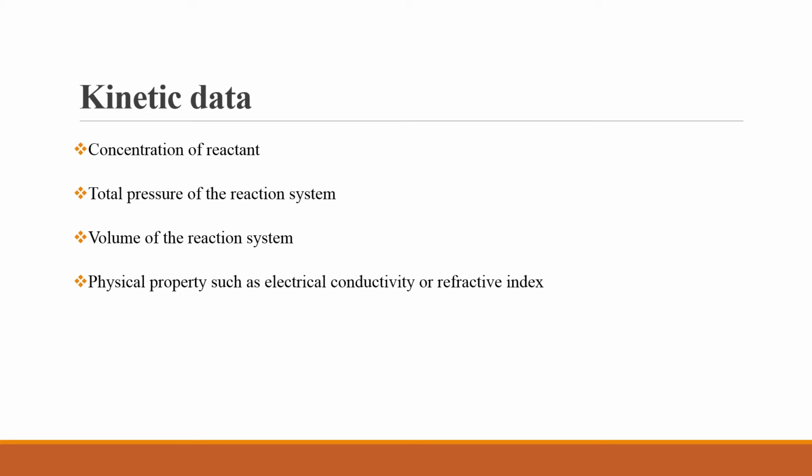The general forms of kinetic data are concentration of reactant versus time, total pressure of the reaction system versus time, volume of the reaction system versus time, physical properties such as electrical conductivity or refractive index. By analyzing kinetic data, we can get order of the reaction and rate constant, which in turn used for developing rate equation.